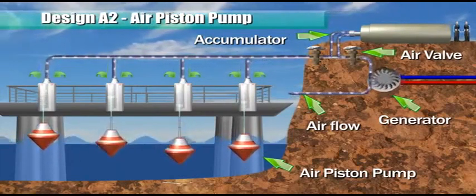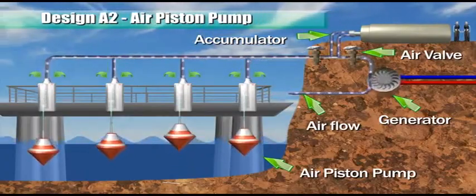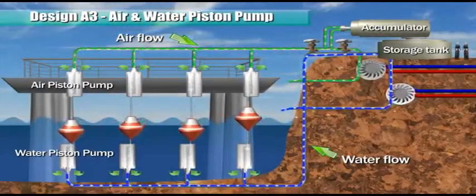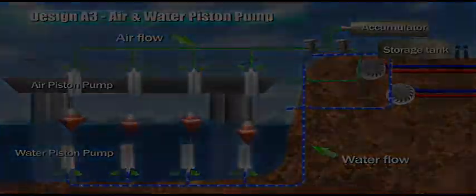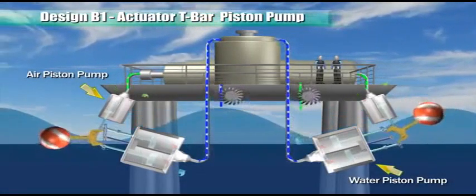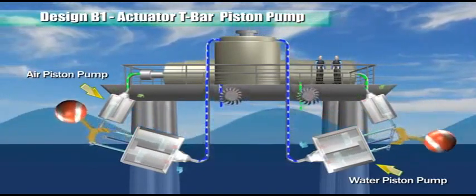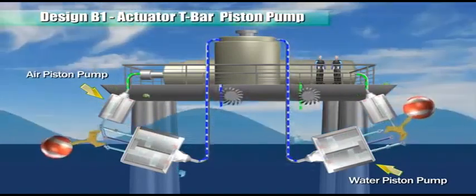The accumulator and flow control valve help to maintain a more constant airflow to drive a turbine and a generator. This design is integrated to be operable with both air and water piston pumps. A T-shaped actuator bar is pivoted to the body of the pump such that when the float is pushed up and down by wave forces, the actuator bar oscillates about a pivot and, in turn, reciprocates the pistons.